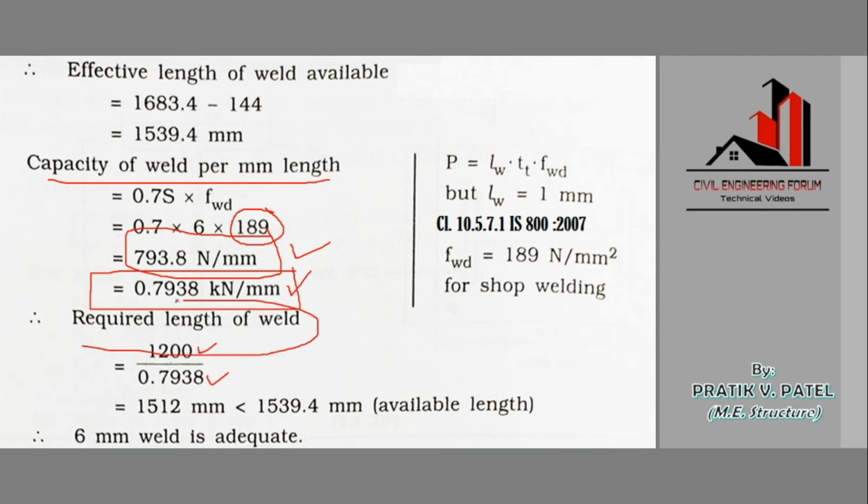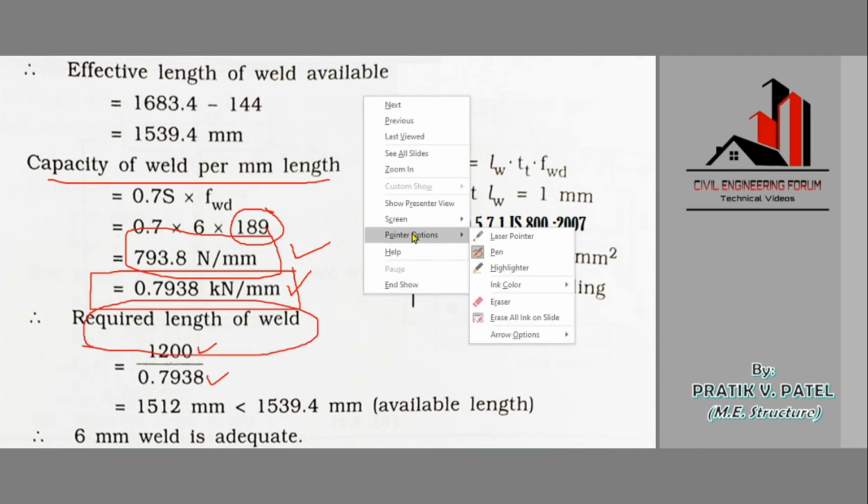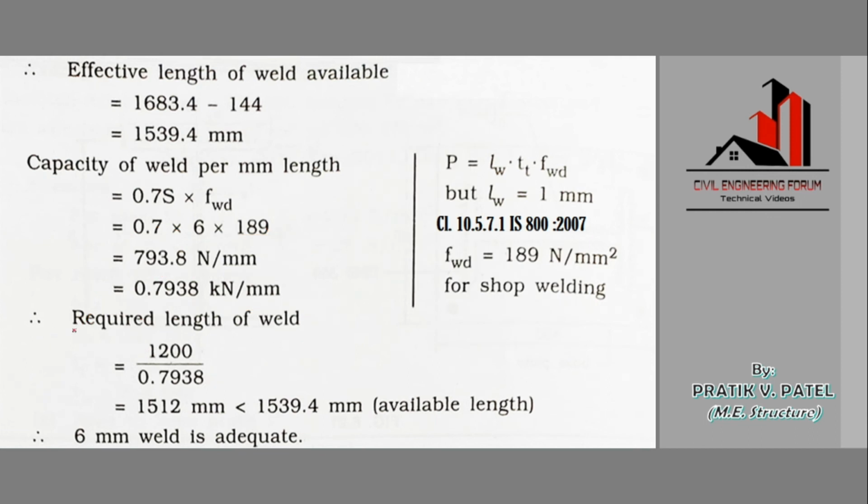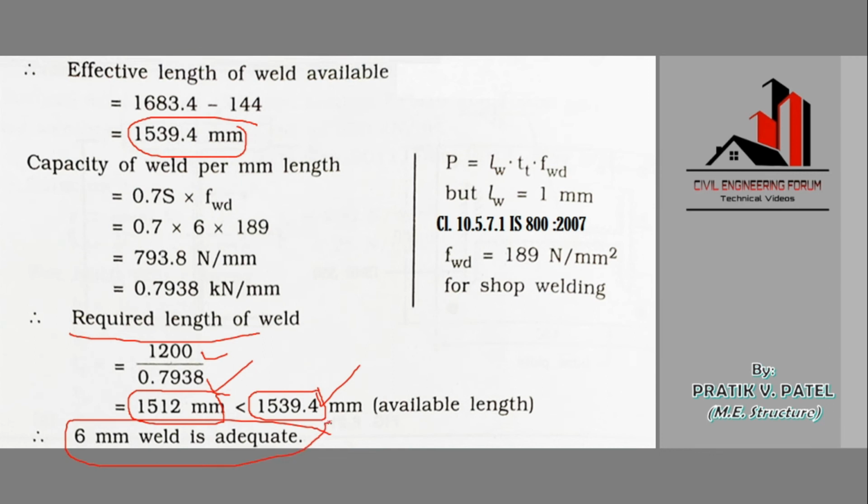So required length of the weld. Now what is the length of the weld actually required? So required length of the weld is 1200 factor load divided by 0.738 capacity of the weld. So our answer is 1512, that is less than 1539 what we calculated here. So this was just a check, and so 1539.4 is okay, and 6 mm weld is adequate to use for this fillet weld.